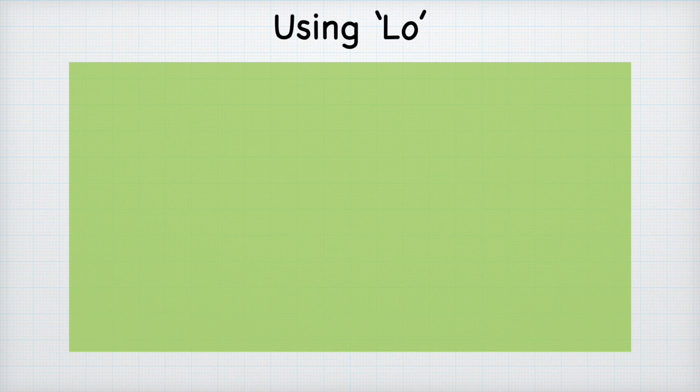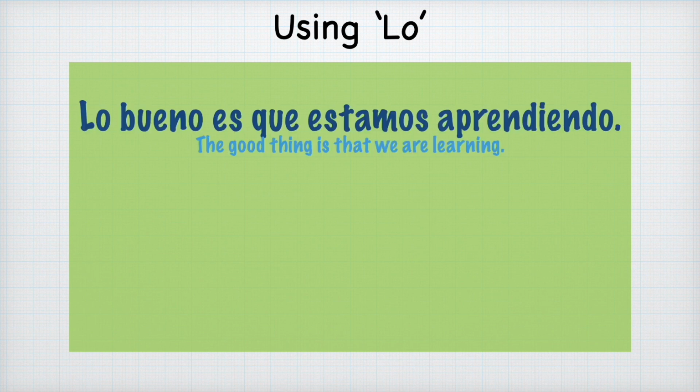Lo is a neutral article, but it is not used with nouns. It's used with more abstract ideas, sometimes with adjectives and ordinal numbers that don't have a noun. And I have some examples for you. Lo bueno es que estamos aprendiendo. The good thing is that we're learning.